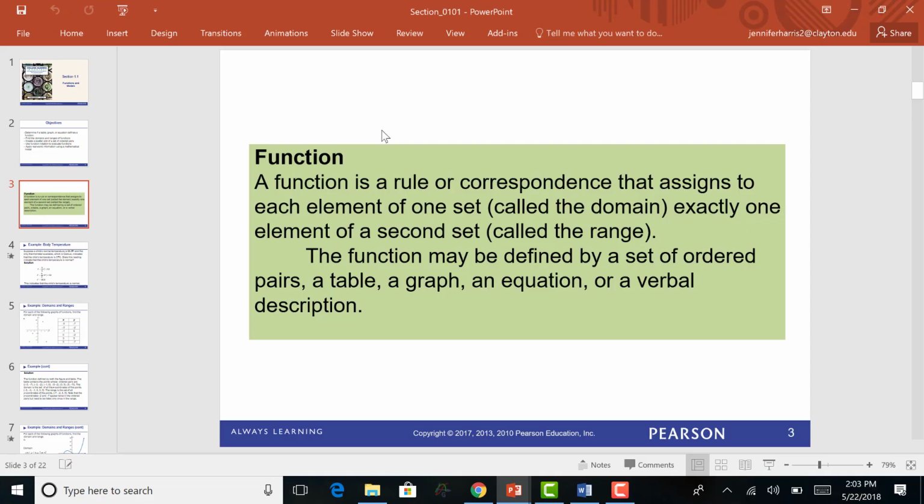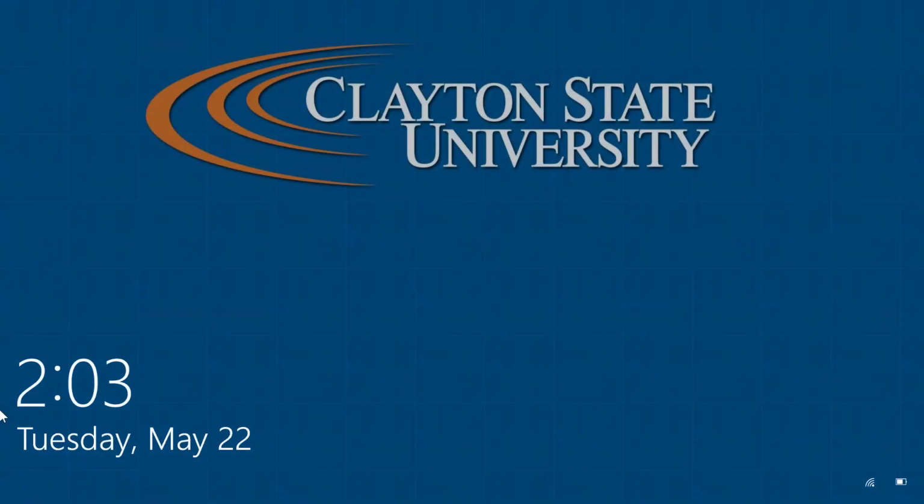All the X values have to be different. So you have to create a table and make sure all X values are what? Different. If all the X values are different, it's a function.